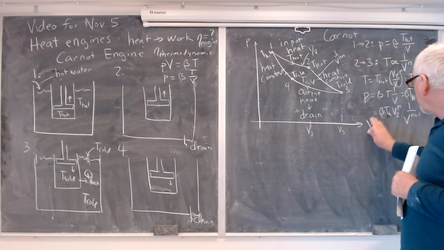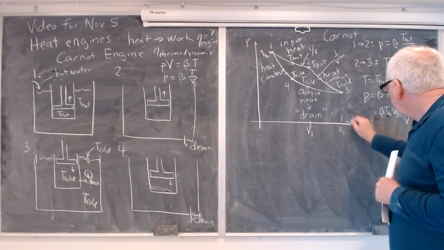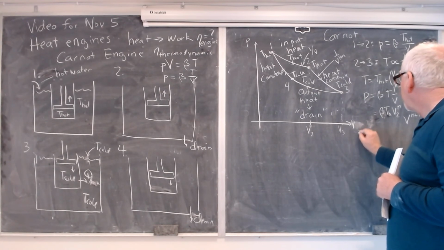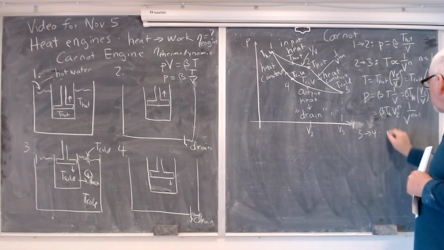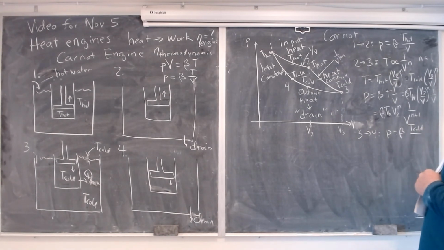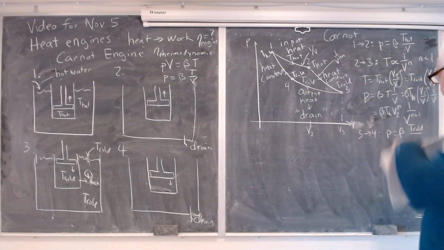continuing here, from 3 to 4, it's like up there, it's easy. P is beta T cold over V, because from 3 to 4, the temperature is T cold.